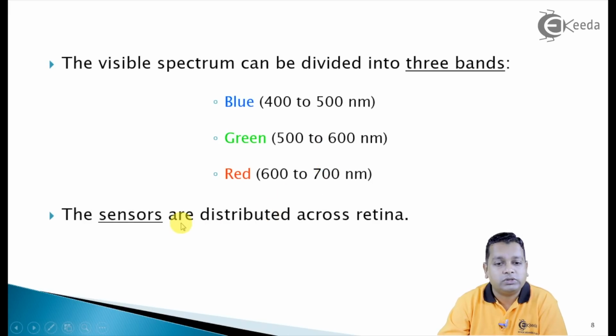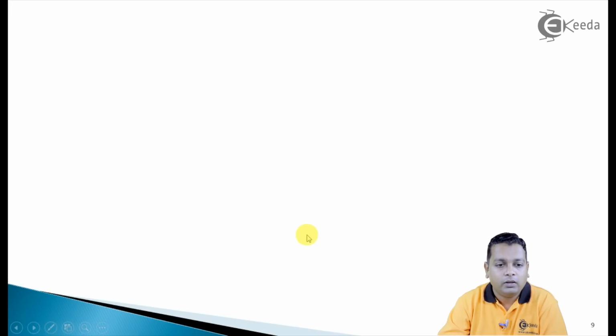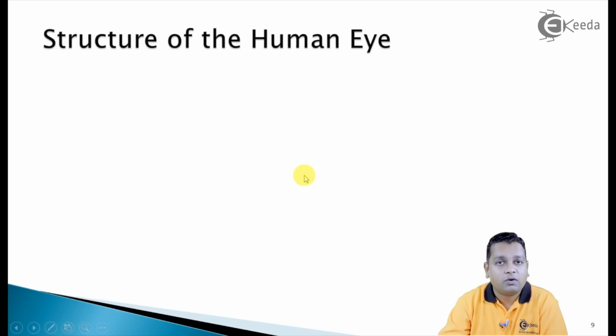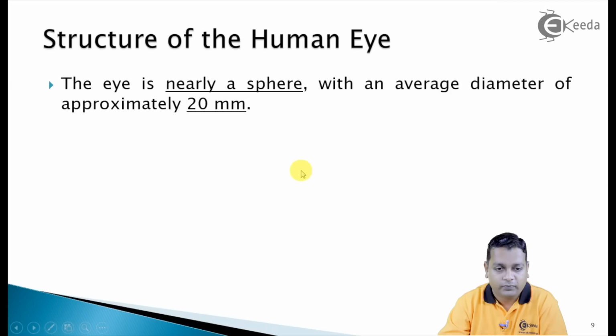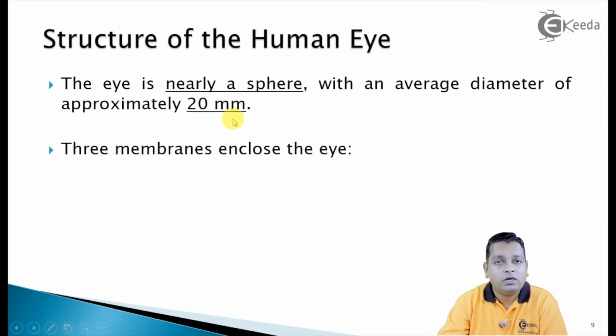The sensors to sense the red, green and blue are actually distributed across the retina of our eye. So now we exactly start with the structure of the human eye. Broadly speaking, the eye is nearly a sphere and the average diameter is approximately 20 millimeters. So a 20 millimeter spherical body can be supposed to be the eye.